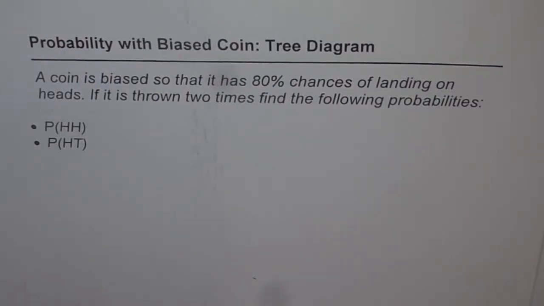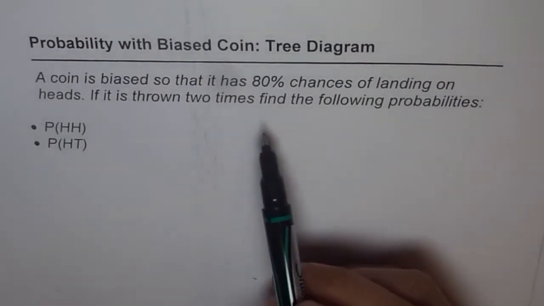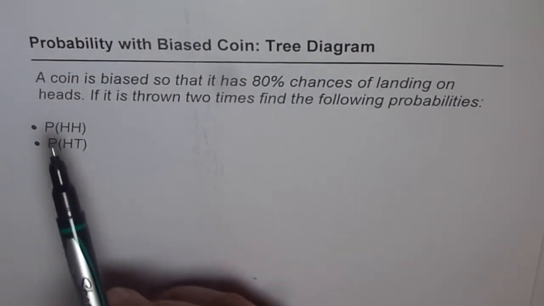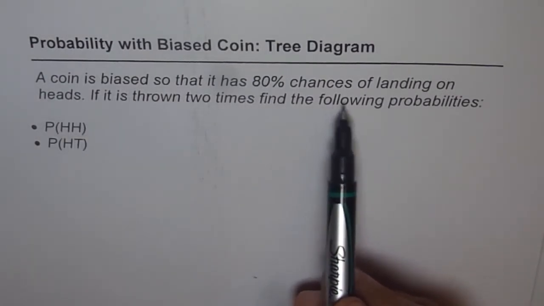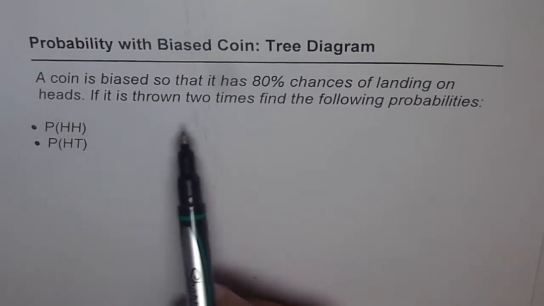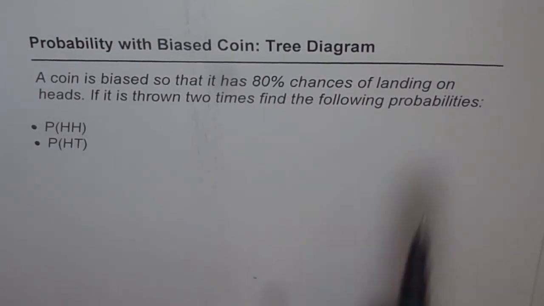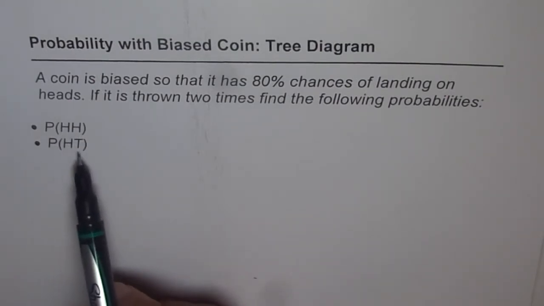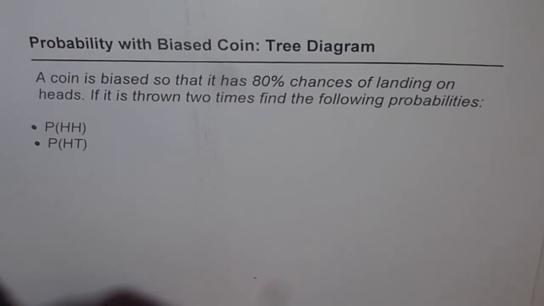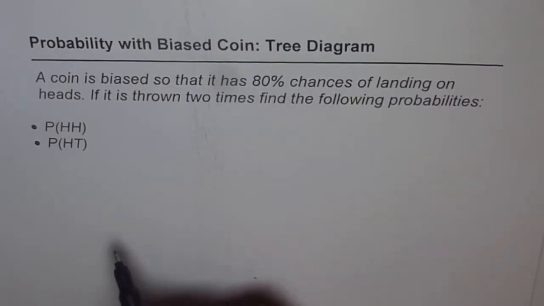Probability with biased coin. Here is a twist to our simple problem of tossing a coin, which we assumed to be a fair coin, right? Now we are playing with unfair coins. And we'll explore this example with the help of a tree diagram. The question here is, a coin is biased so that it has 80% chances of landing on heads. If it is thrown 2 times, find the following probabilities. The first one is the probability of getting heads and heads, and the second one is the probability of getting heads and tails. Now let's look into it, and we'll take the help of a tree diagram to solve this question.